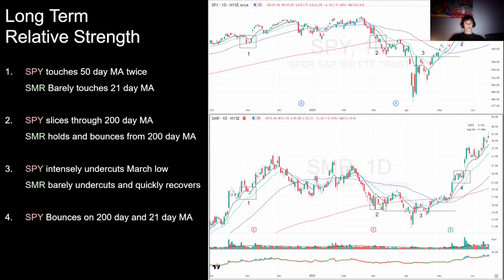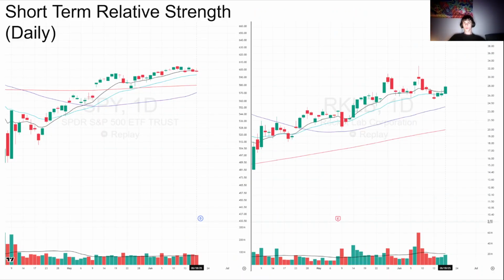a key indicator in terms of, is this stock displaying relative strength really closely to the basing? Is the stock displaying long-term relative strength? You have to be aware of these things as you're about to trade a stock. So what does short-term relative strength look like?